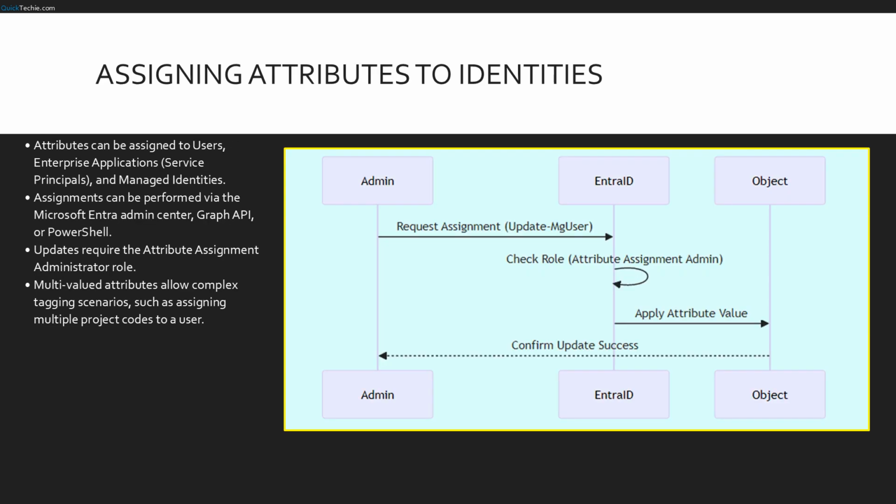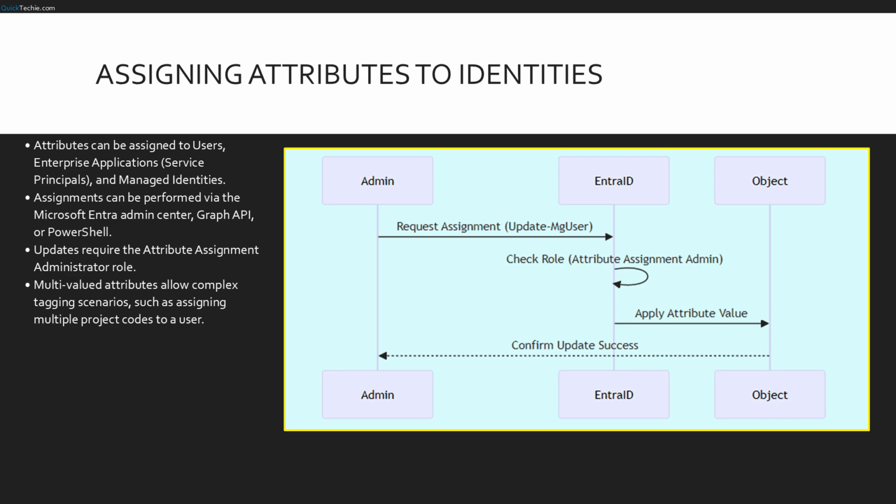Once defined, attributes must be assigned to objects to be useful. You can apply these to users, enterprise applications, and managed identities. For example, you might tag a service principal with a cost center attribute or a user with a clearance level. Assignments can be handled manually in the portal for ad hoc needs, or automated via PowerShell and Microsoft Graph API for bulk operations. When updating multi-valued attributes, remember that you are modifying a collection. You can add or remove specific values from the list associated with an identity.